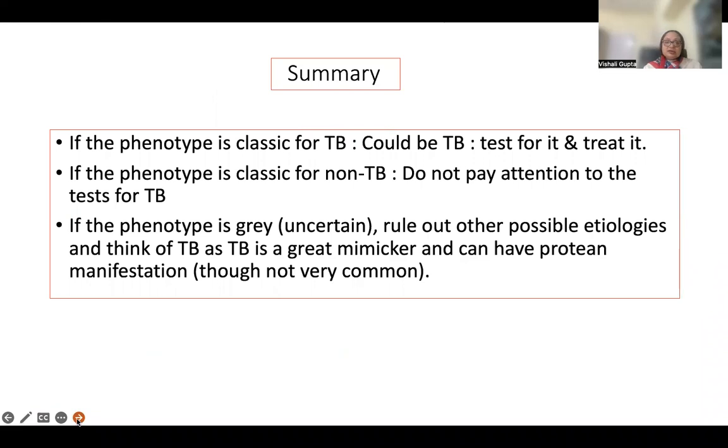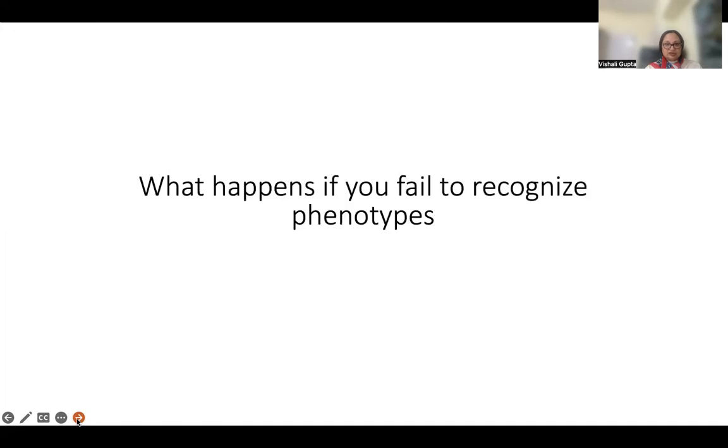So to summarize: if the phenotype is classic for TB, it could be TB, treat and test. If the phenotype is classic for non-TB, do not pay any attention to the test for TB. If the phenotype is gray, which means you are not very sure what it is, rule out other possible etiologies and think of TB, because TB is a great mimicker and can have protean manifestations, though it's not very common for TB to have atypical presentations.